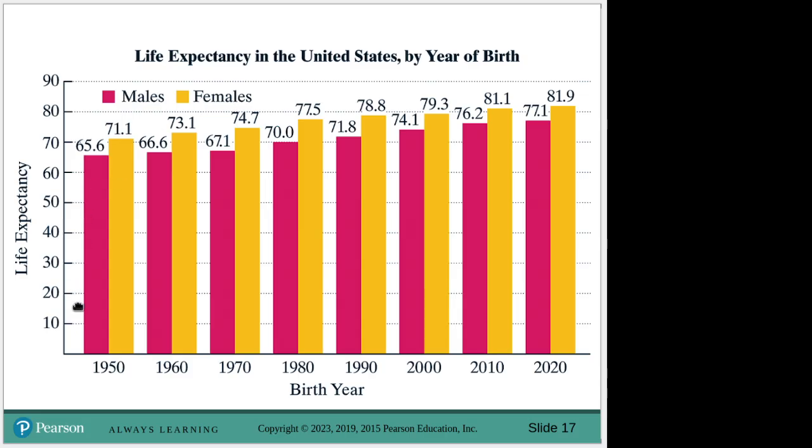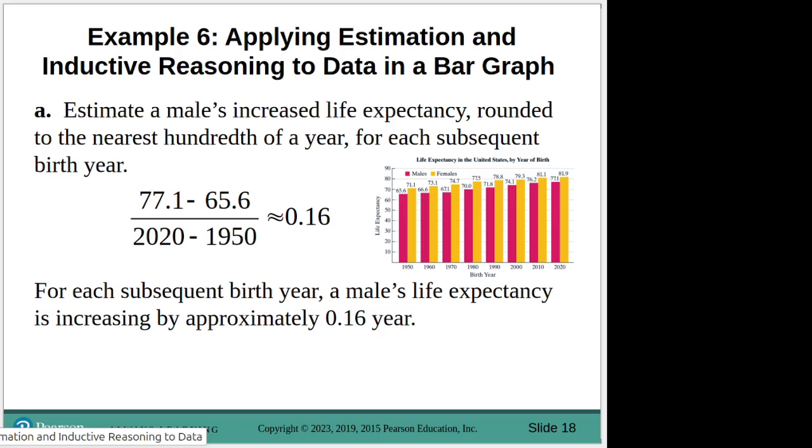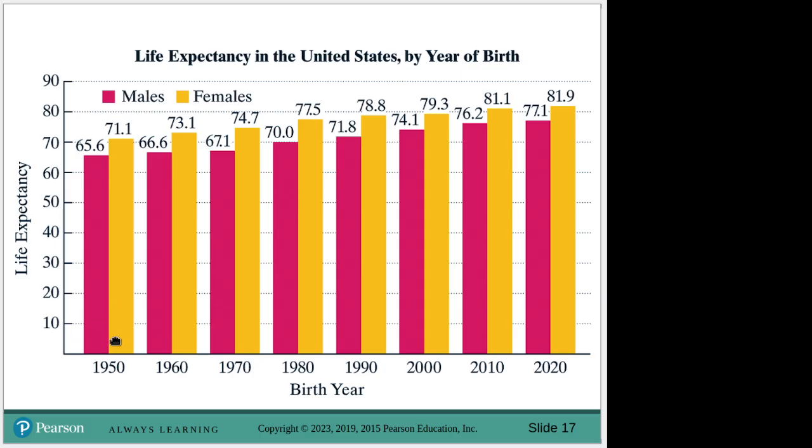So the life expectancy of someone born in 1950 is 65.6 male, 71.1 female. If we follow the male peaks, it's rising slowly. And this is happening every 10 years. If we follow the female graphs, it's rising also. So what we can do is we can use this graph to talk about what that rise is. And what we can do is we can take the number of years from one point to another.